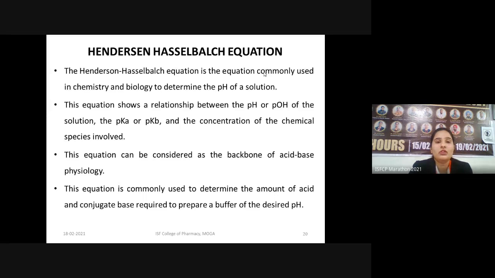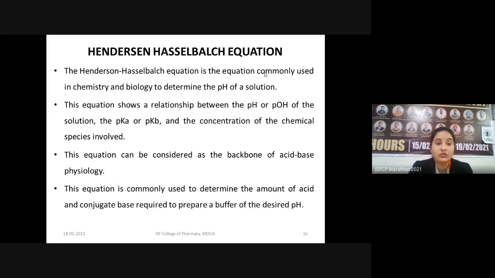So in this equation, we can determine the pH of the solution. In this equation, we have a relationship between the pH or the pOH of the solution and the pKa or pKb of the solution and the concentration of the chemical species involved. We will study this equation, then it will be more clear to us. Basically, this equation is used to find out the pH of the solution.